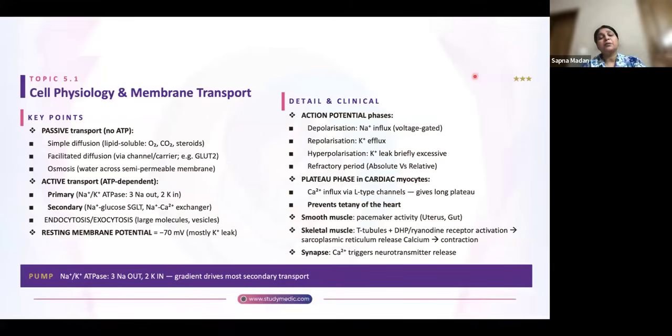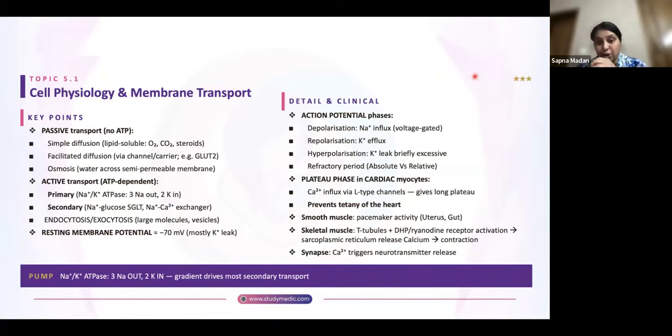The DHP receptors are mechanically connected to the ryanodine receptors, which are present over the sarcoplasmic reticulum. Then these RYR receptors are activated. These will cause the sarcoplasmic reticulum to release calcium, and this calcium is going to act on myosin and then cause contraction. So this is about the skeletal muscles.